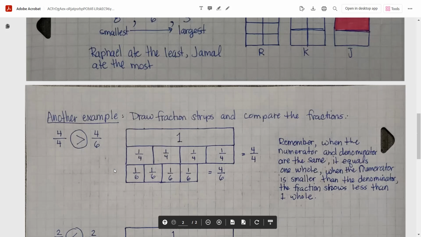Now, if I'm using fraction strips, I'm going to draw it out. So here's my 1 whole for reference. 4/4 means I have all 4 pieces that I need to make the whole. And 4/6 means I have 4 out of the 6 total pieces I would need to make a whole. Now, because 6 is greater than 4, that means I have a greater number of pieces that I need to make it whole. So remember, when the numerator and the denominator are the same number, they equal 1 whole. So the 4/4 is 1 whole. But when the numerator is smaller than the denominator, it shows less than 1 whole. So this one, right away, you know that this is going to be less than 1 and this is going to be equal to 1.